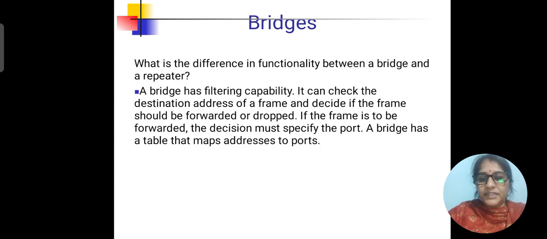Let's see the functional difference between a bridge and a repeater. A bridge has filtering capability. It can check the destination address of a frame and decide if the frame should be forwarded or dropped. If the frame is to be forwarded, the decision must specify the port. A bridge has a table that maps addresses to ports.